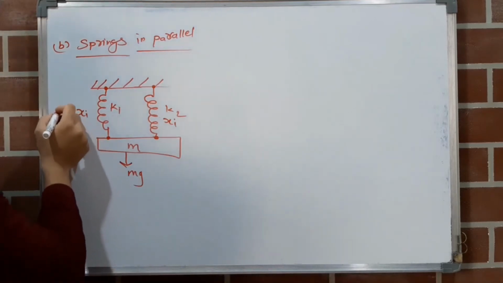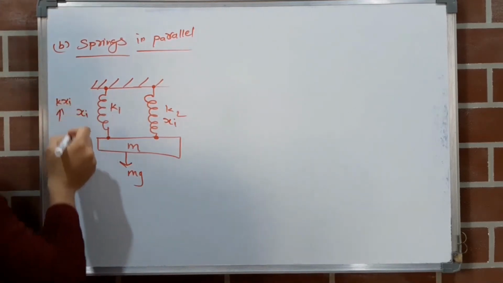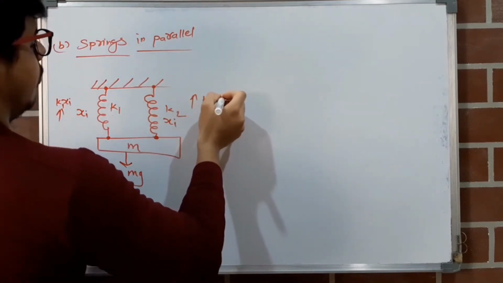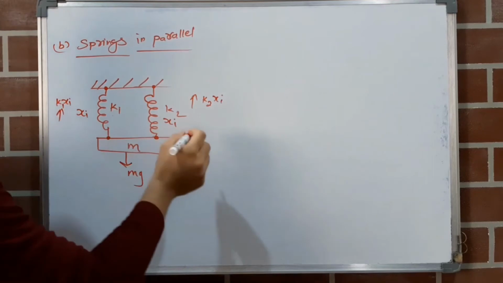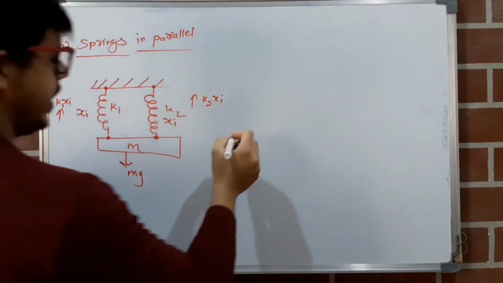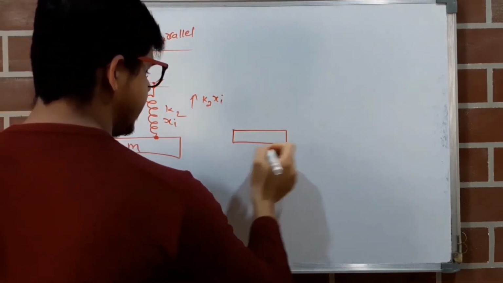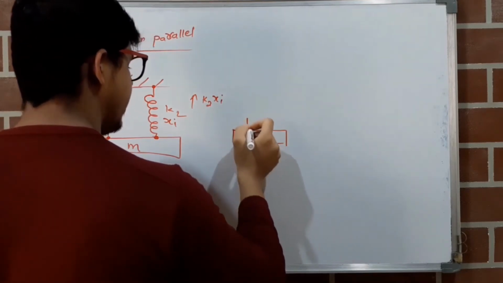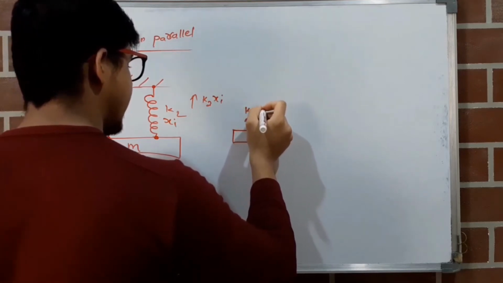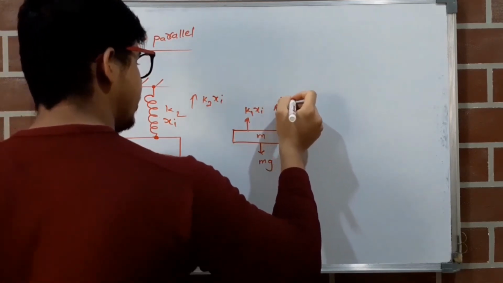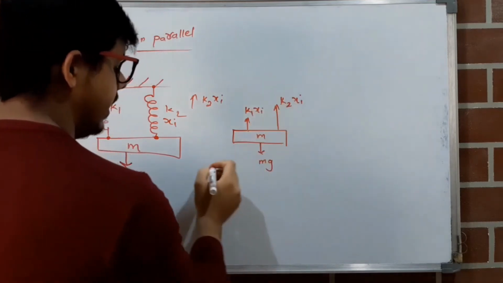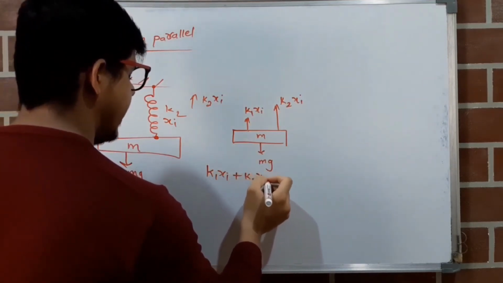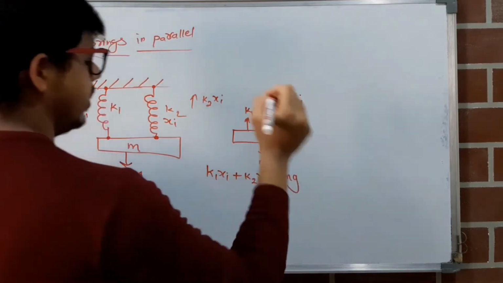So there will be a force, k1 into xi upwards, and here also k2 into xi for spring 2. Now if we draw the free body diagram of this figure, this is the mass and this is the weight mg, here k1 into xi and k2 into xi. So we can write that k1 into xi plus k2 into xi equals mg.